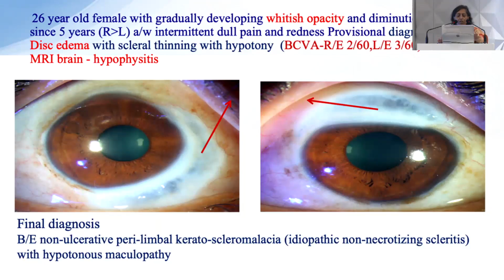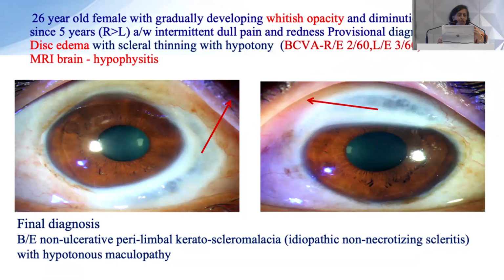Coming to the next patient, a 26-year-old lady who had a gradually developing whitish opacity and diminution of vision in both eyes for 5 years prior to presentation, with intermittent dull pain and redness. She was referred to us with a provisional diagnosis based on disc edema in both eyes with scleral thinning and hypotony. She had low vision in both eyes, and the MRI brain had shown hypophysitis. The reason she had the MRI brain is because of the disc edema.